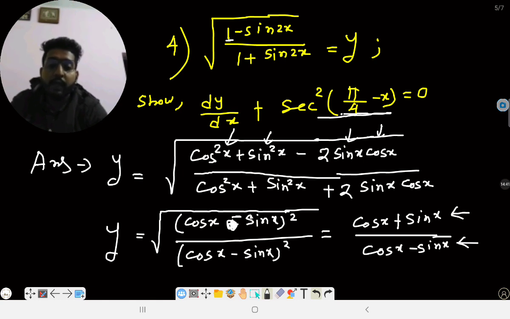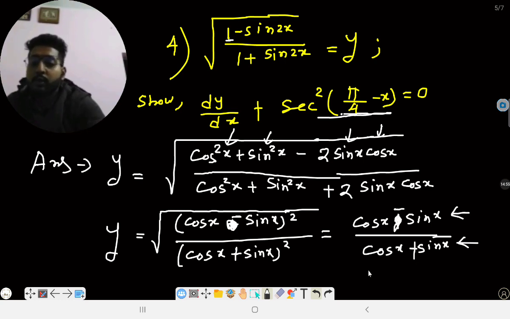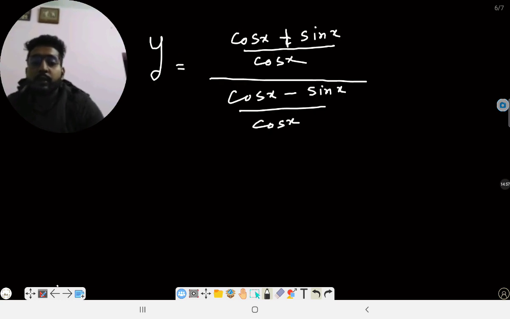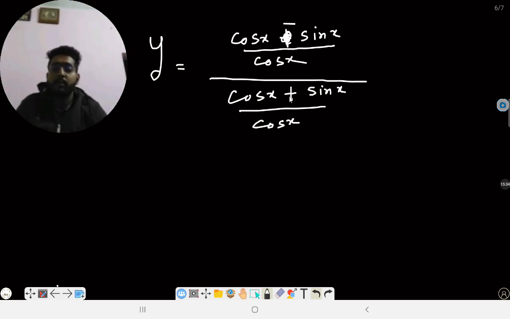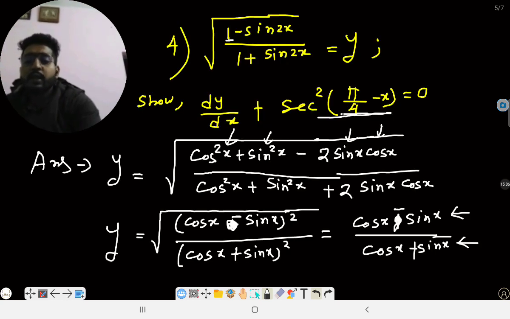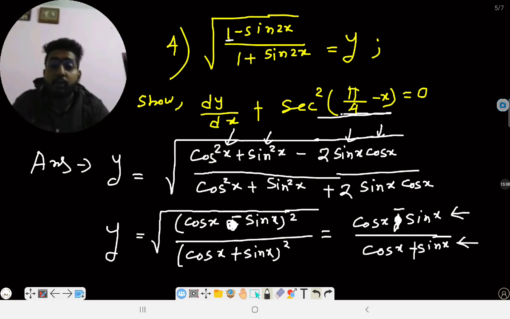Look, that will be minus, because a square plus b square minus 2ab, that will be minus, and the denominator will be plus. Here also it will be minus, and here it will be plus. So there will be a slight change: the numerator will have minus and the denominator will have plus. We can see the formula: a square plus b square minus 2ab in the numerator, and a square plus b square plus 2ab in the denominator.